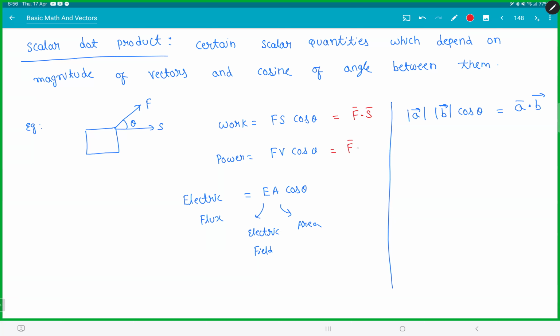That means this formula here will become F bar dot S bar. This will become F bar dot V bar. This will become E bar dot A bar. That's it. Just simply keep it that way. Clear with this? So what is the physical meaning of this? Clear with this page, everyone? Let's see what is the physical meaning of this.